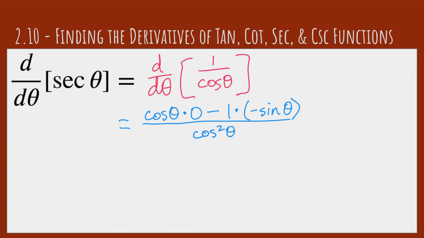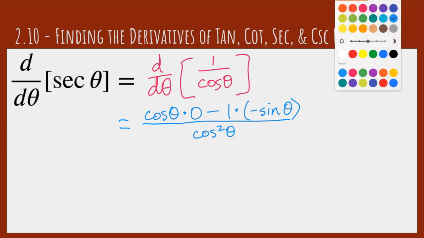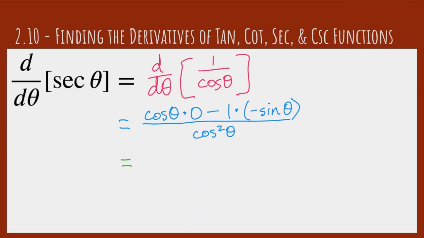So simplifying this, we're going to get sine of theta over cosine squared of theta, which I'm going to write as cosine times cosine. So generally the way we're going to see this simplified is as two different trig functions. We're going to see it as sine of theta over cosine of theta, which is tangent.